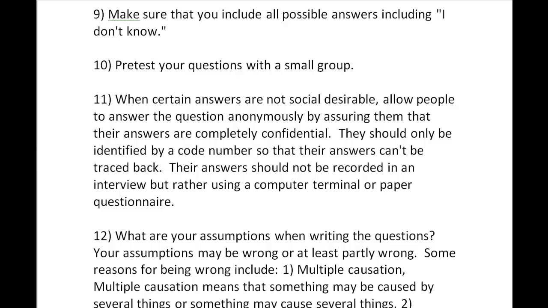So think through your question. What are all the possible answers? Which helps to test it, to see what people might think that you may not have considered.